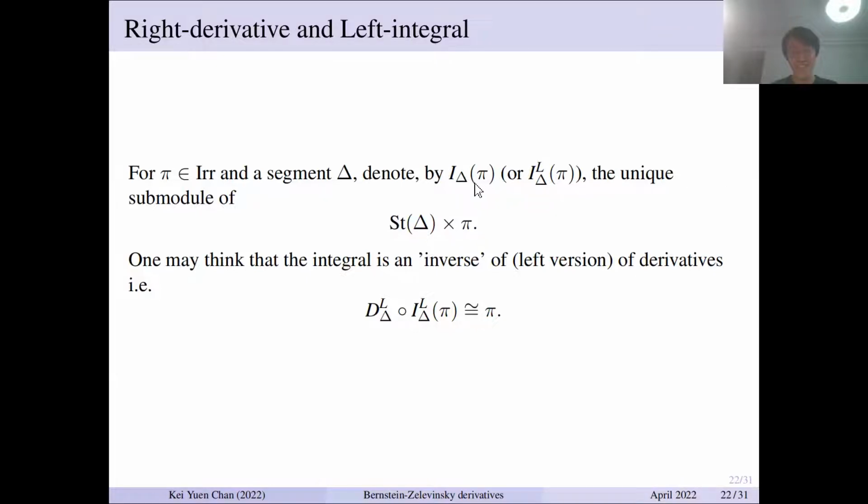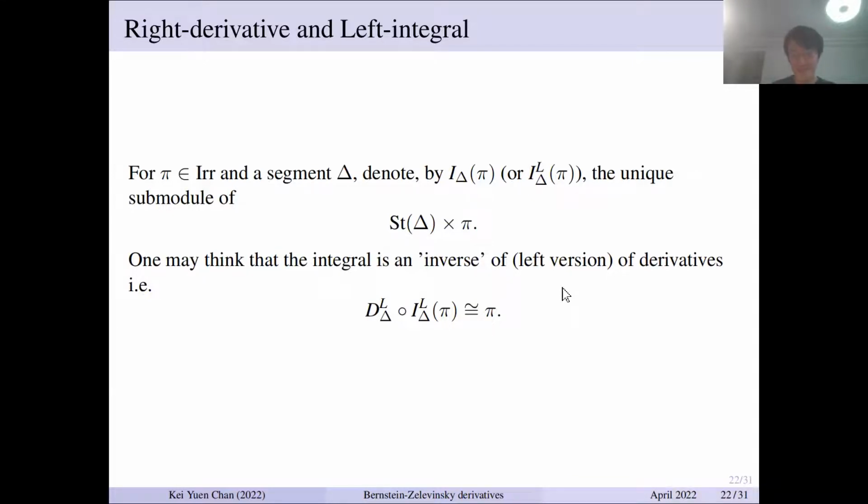So what does this module mean? It means this is the unique submodule of this parabolic induction. This is also a result by Kei Yuen Chan, Mínguez, and others. As I said, this is a kind of inverse, because if you do the integral one time and then you do the derivative one time, this is isomorphic to itself.